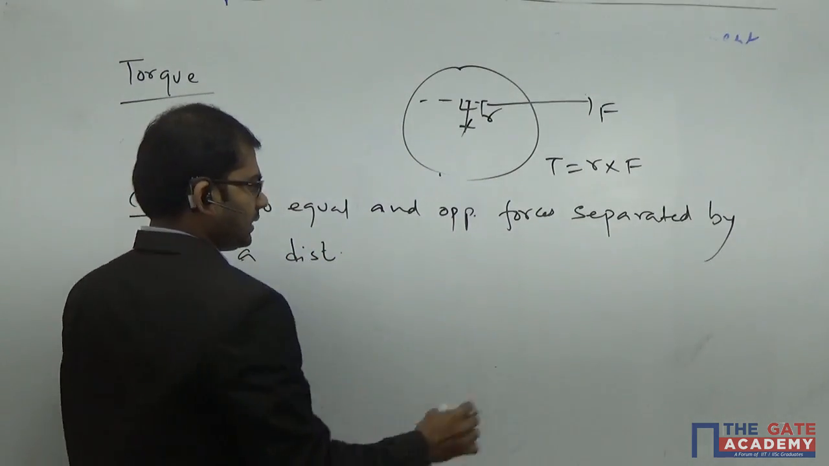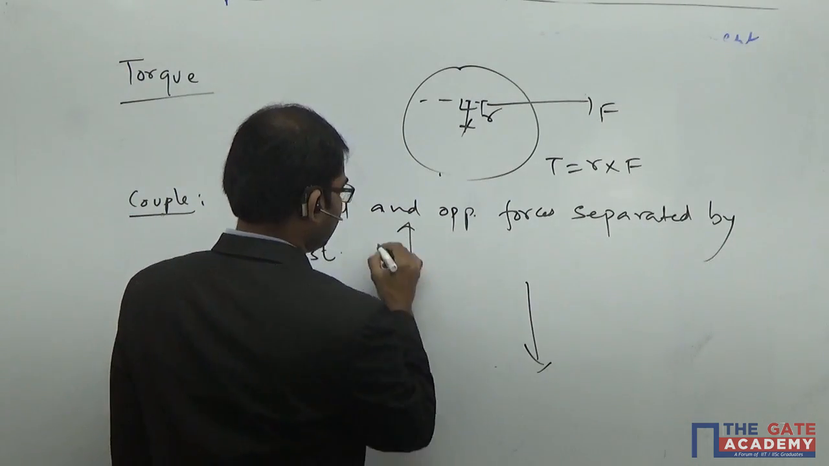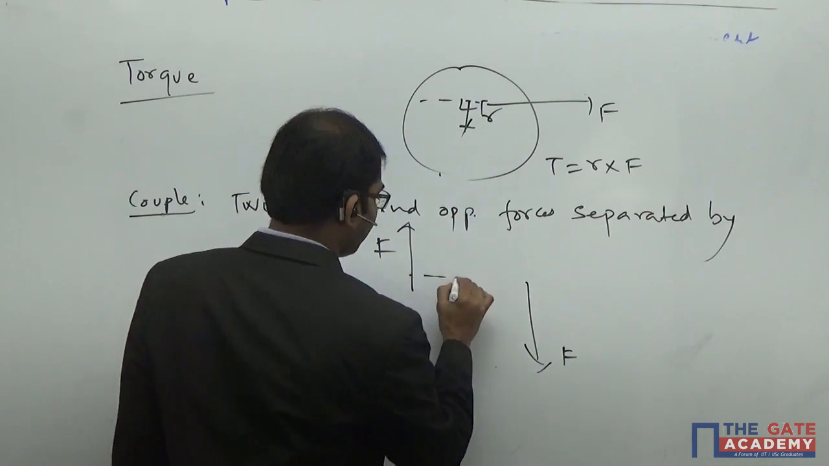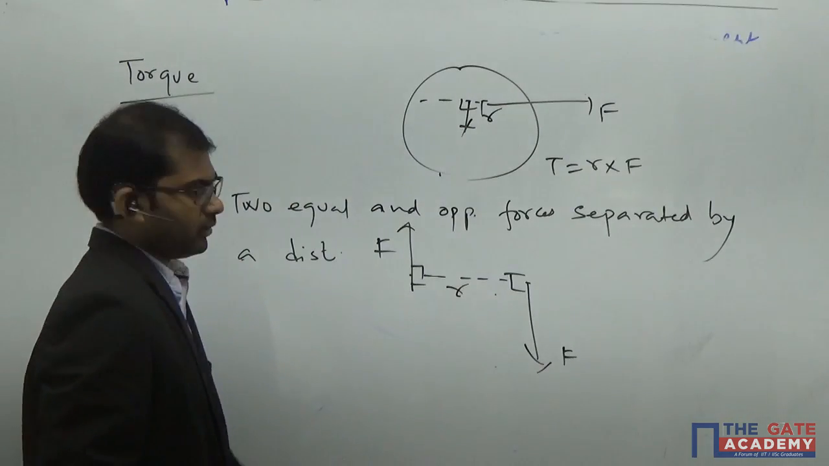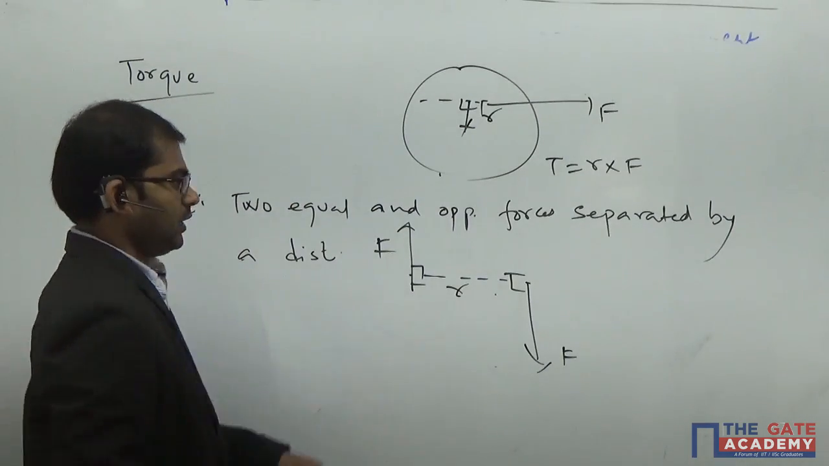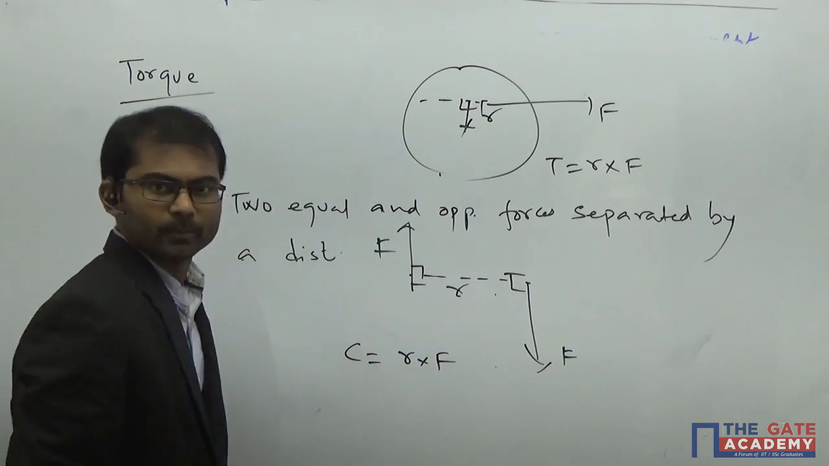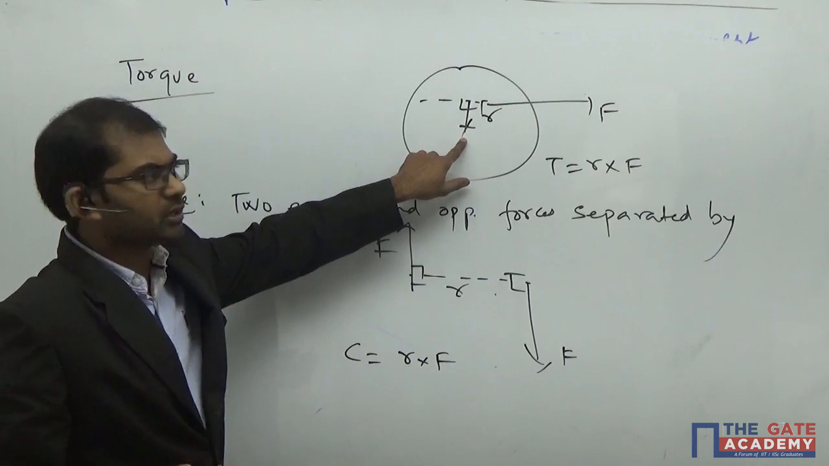So for example, just think that a force is acting on a body in this way, and another force is acting in this way here. Both the forces are the same in magnitude, but directions are different, and the perpendicular distance is given by some r here. Understand? So in this case, couple is equal to r into F, simply. So you can apply the same thing to get the clockwise rotation or anti-clockwise rotation here also.